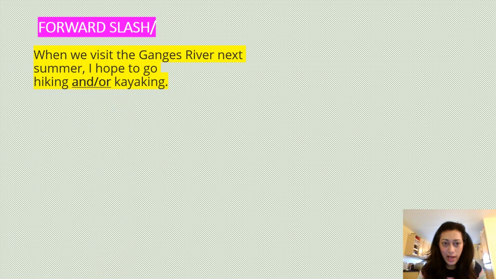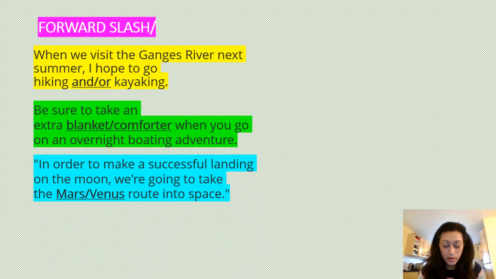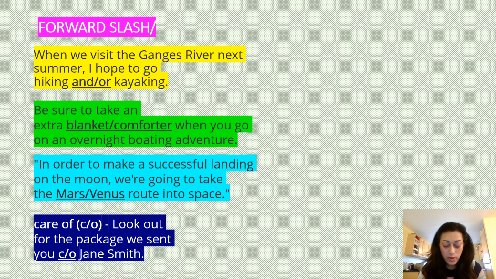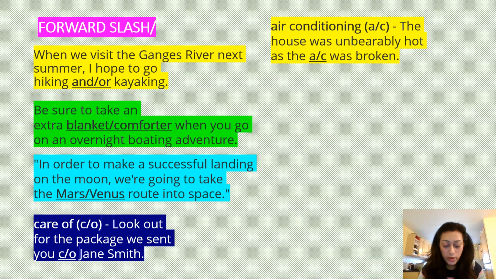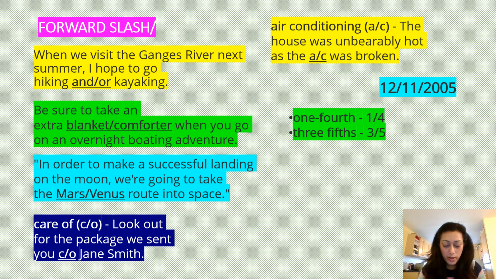Moving on to the slashes, we'll start with the forward slash. Forward slashes serve many purposes in writing. They're commonly used to separate words, lines of poetry, abbreviations, dates, and fractions. Forward slashes are also used to separate the words "and" or "or" when they are used side by side in writing.